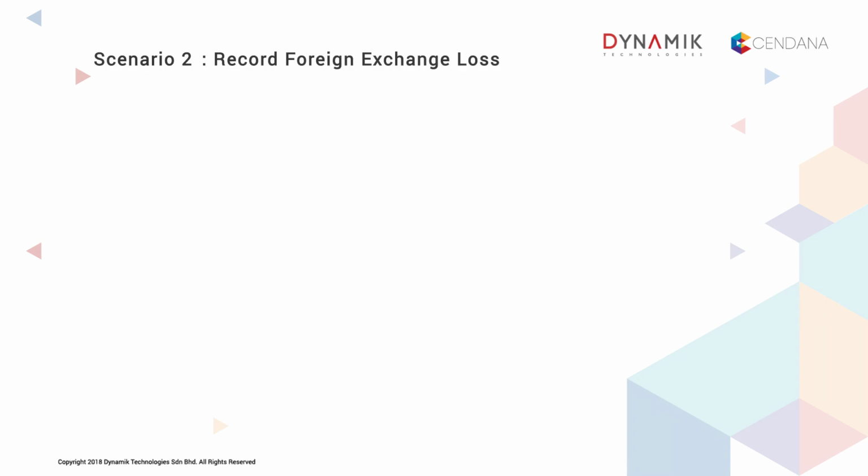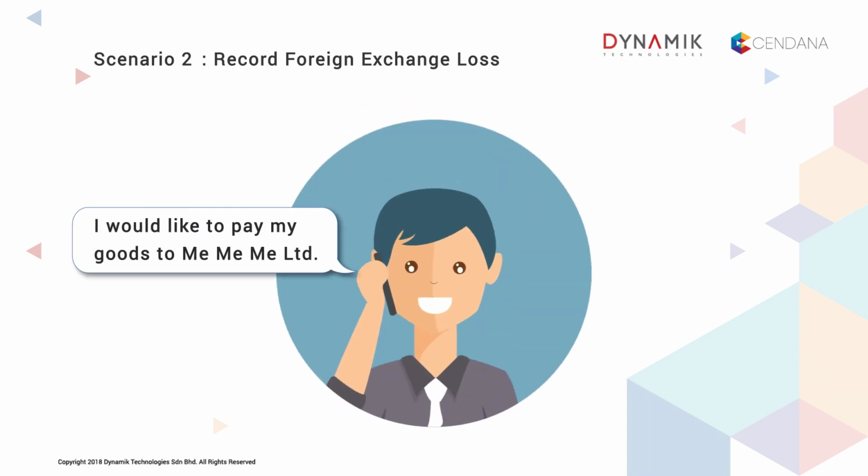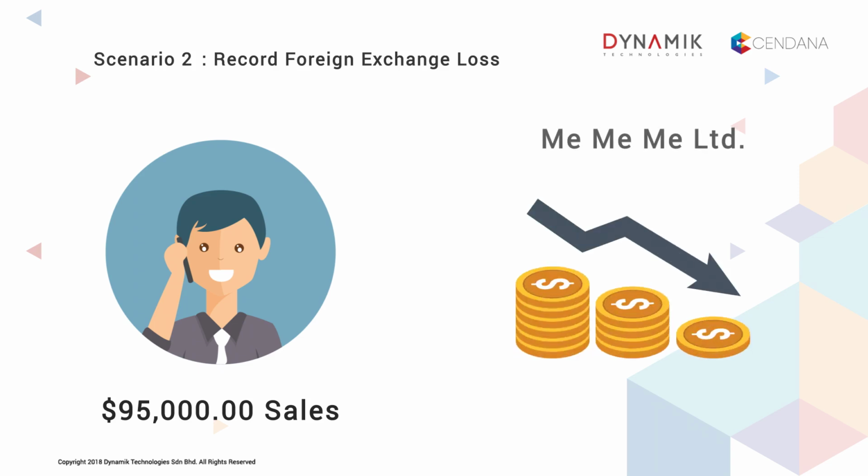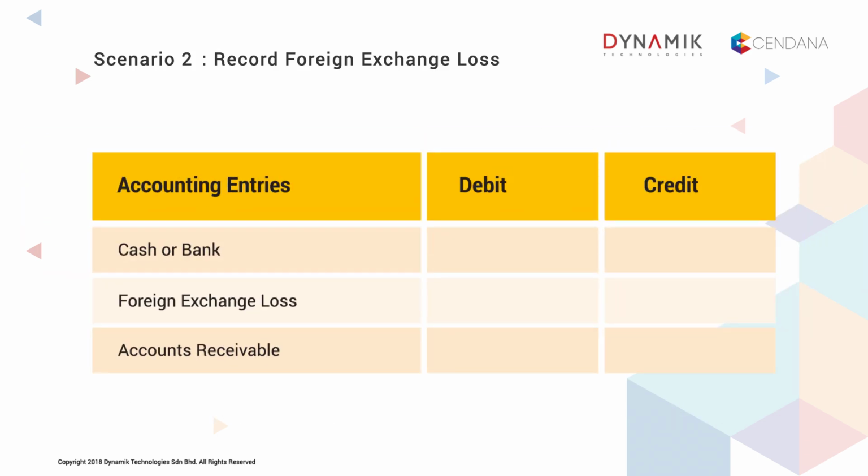The second scenario is where users will be recording the foreign exchange loss. In relation to the same previous scenario, later, when the customer pays Me Industries, the exchange rate has changed, resulting in a payment in US dollars that translates to a $95,000 sale. Thus, the foreign exchange rate change related to the transaction has created a $5,000 loss for Me Industries, which it records with the following entry. Debit the cash or bank account of $95,000 and debit also the foreign exchange loss account of $5,000. Credit the accounts receivable account with the amount of $100,000. This is a journal entry transaction.